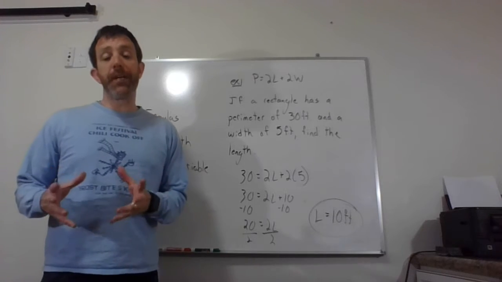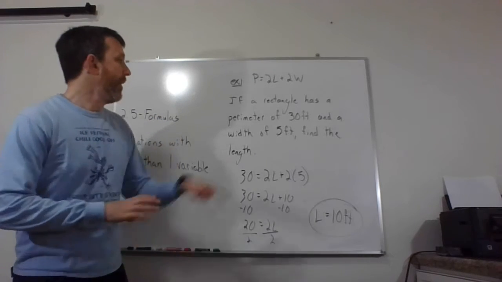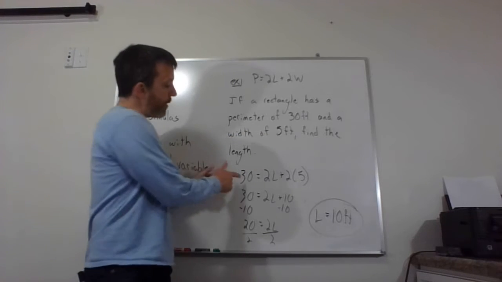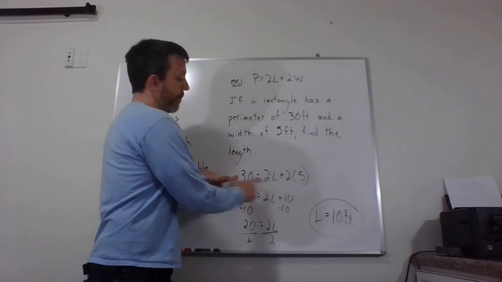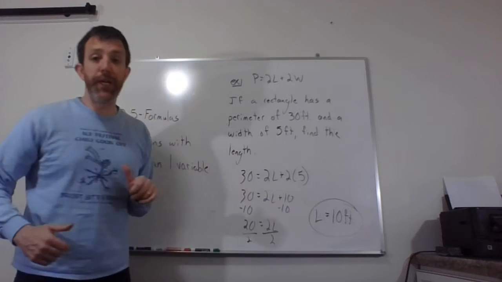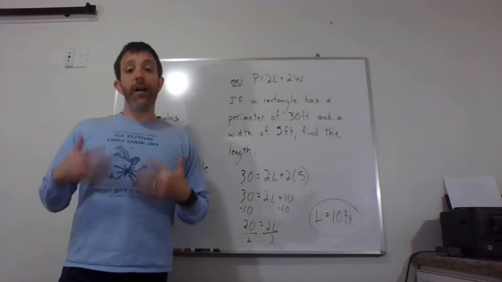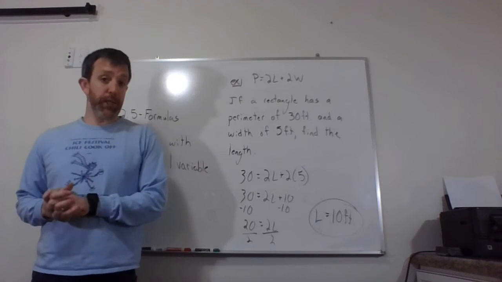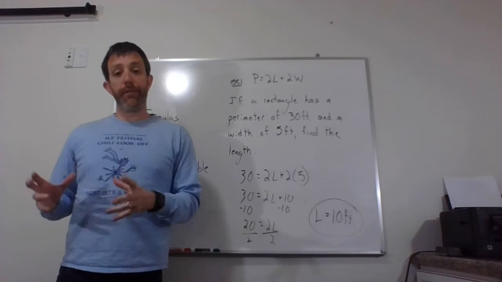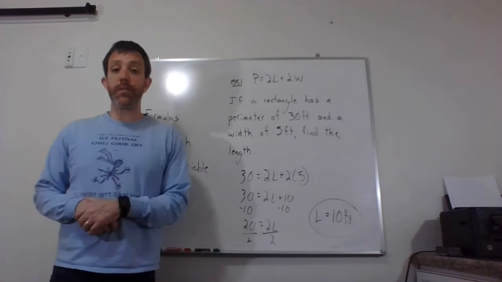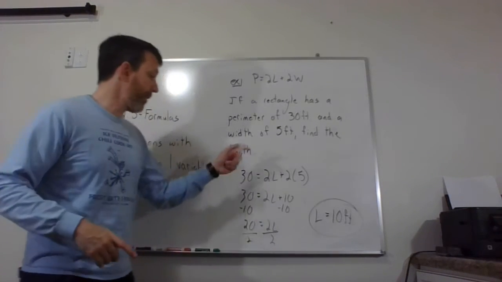Well, the problem then gives us 2 pieces of information. It gives us the perimeter and the width. And so what I did was I filled in the 30 for the perimeter and the 5 for the width, and now I have an equation that just has L in it. This is the first way that we can use a formula. We can have some pieces of information that we plug in and use to find the piece that's missing. So in this case, I plugged them in.